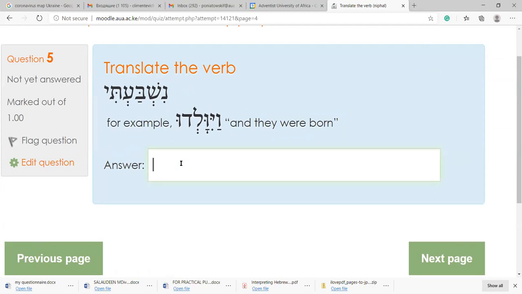Try to translate this one. The root is Shava. Shava, correct. What does it mean, Shava? Listen. No, Shama is to listen. Oh, no. It's not listen. This is the new word. Shava means to swear. To swear, okay. Swore. We need to translate it with the pronoun. Who swore? I swore. Yes, correct.